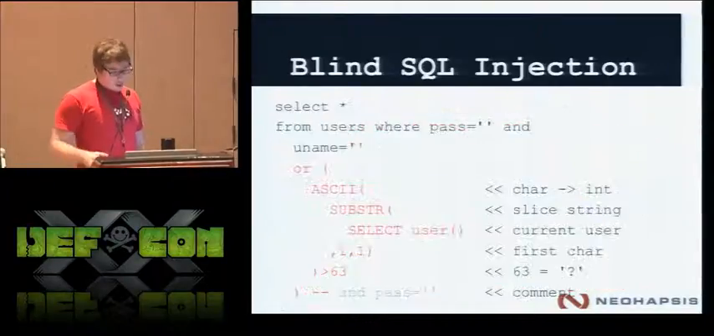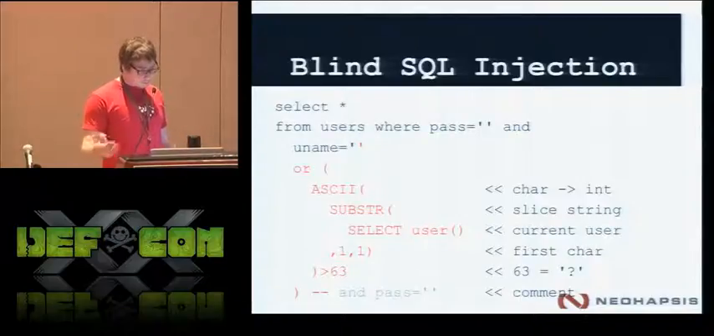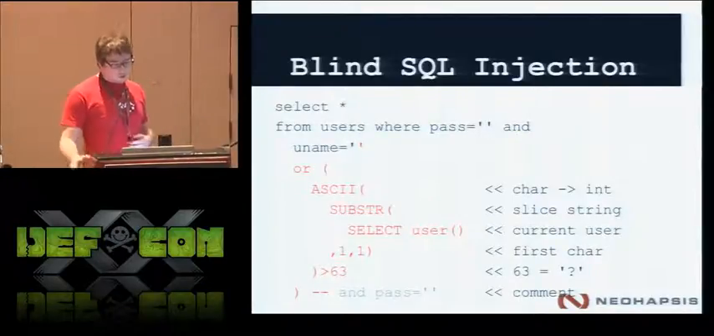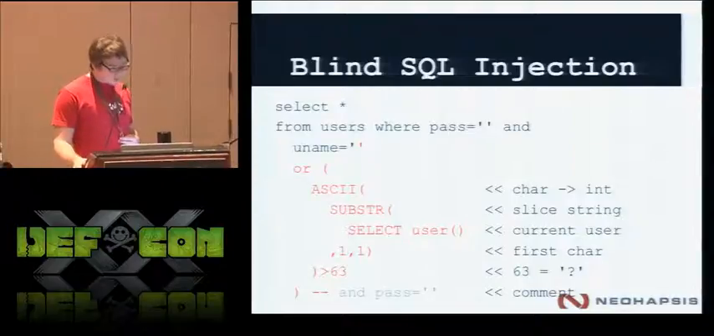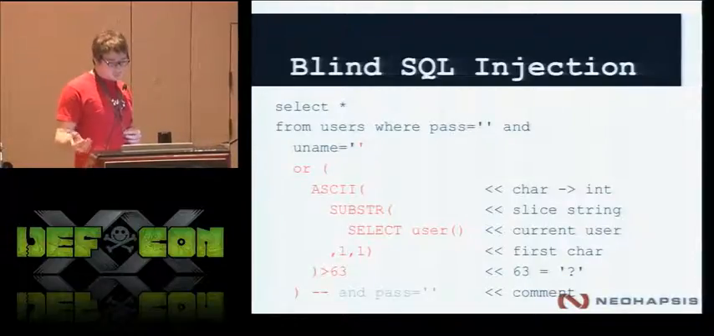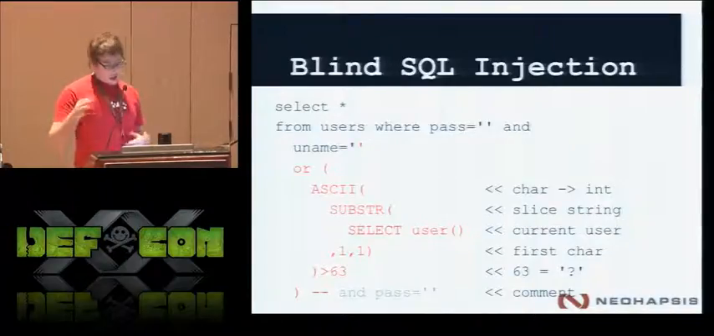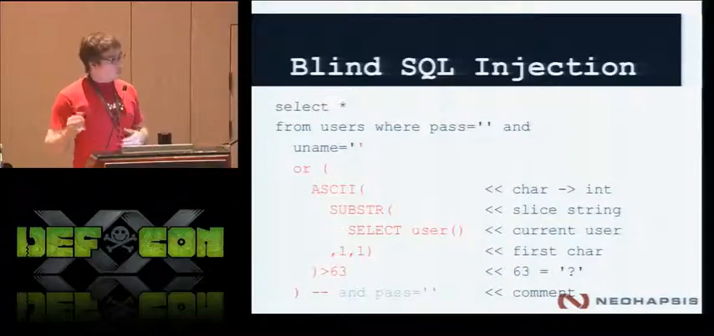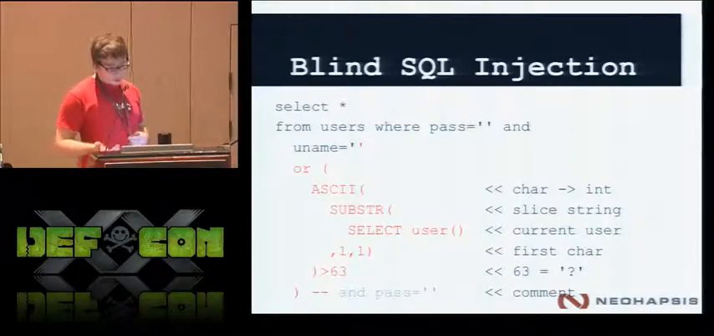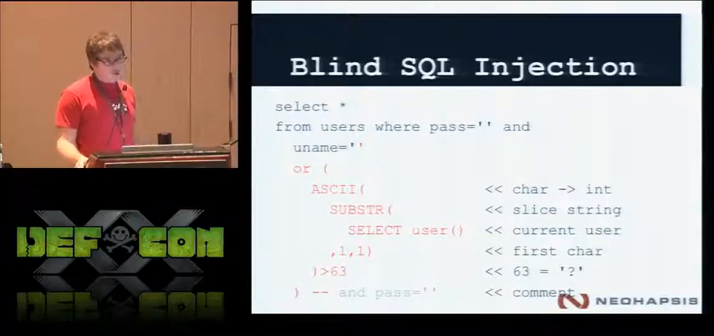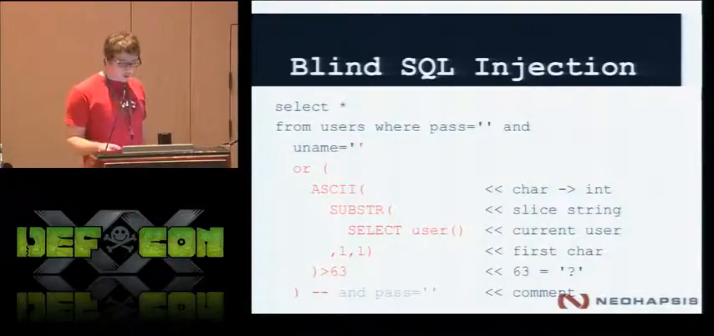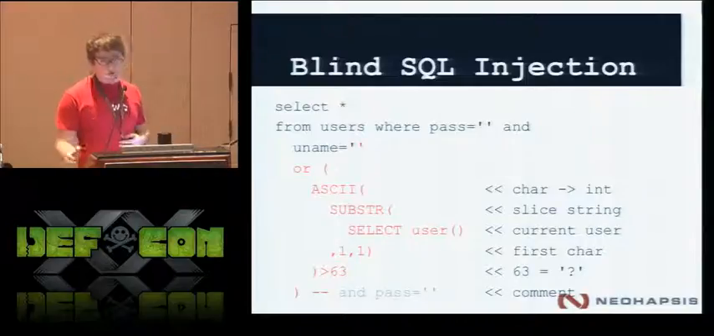So let's go ahead and walk through what the blind SQL injection looks like, or what these components are, so you have a better understanding of how this works. So we're selecting star from users where password equals tick tick, and username equals, and then we tick at that, we close out at that point, and here's where we inject our code. So we're saying or the ASCII, which is going to take a character and turn it into an int, the substring command, which is going to basically slice the string. The way that works is it's going to slice the first position, which happens to be a select statement.